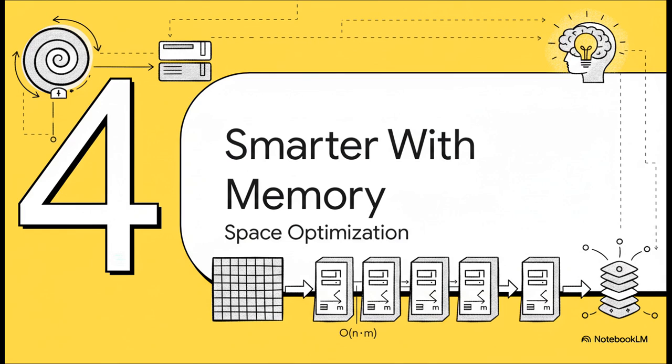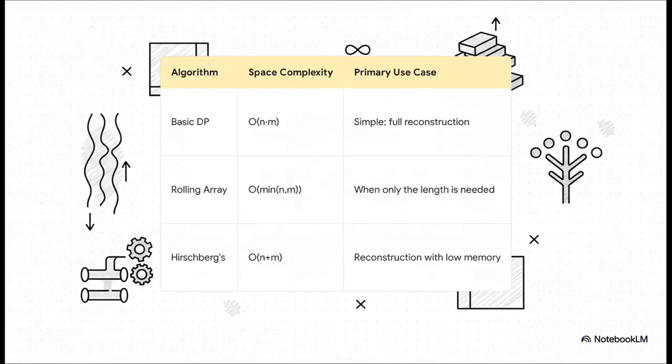Now, storing that whole grid is fine for short strings, but if you're comparing, say, 2 massive files, that O of n memory usage can be a killer. Thankfully, some very clever people figured out ways to be much smarter about space. This slide lays out the trade-offs beautifully. The basic approach is simple, but it's a memory hog.